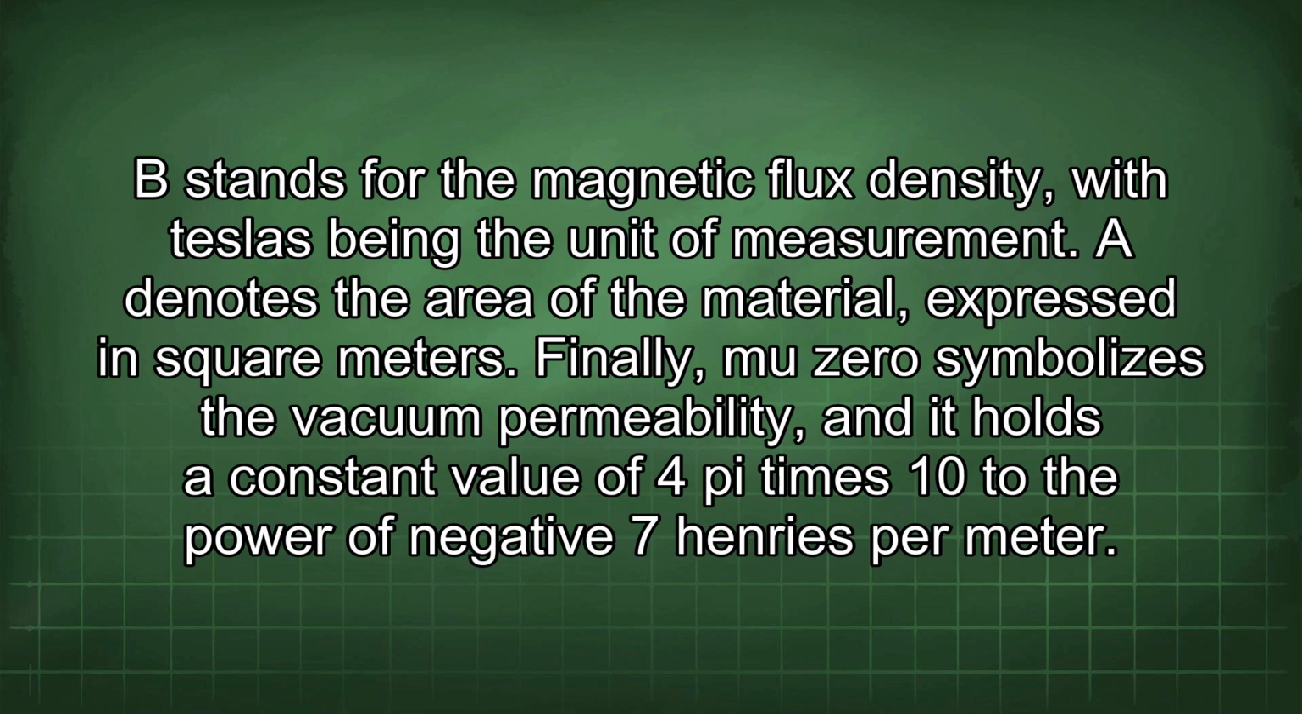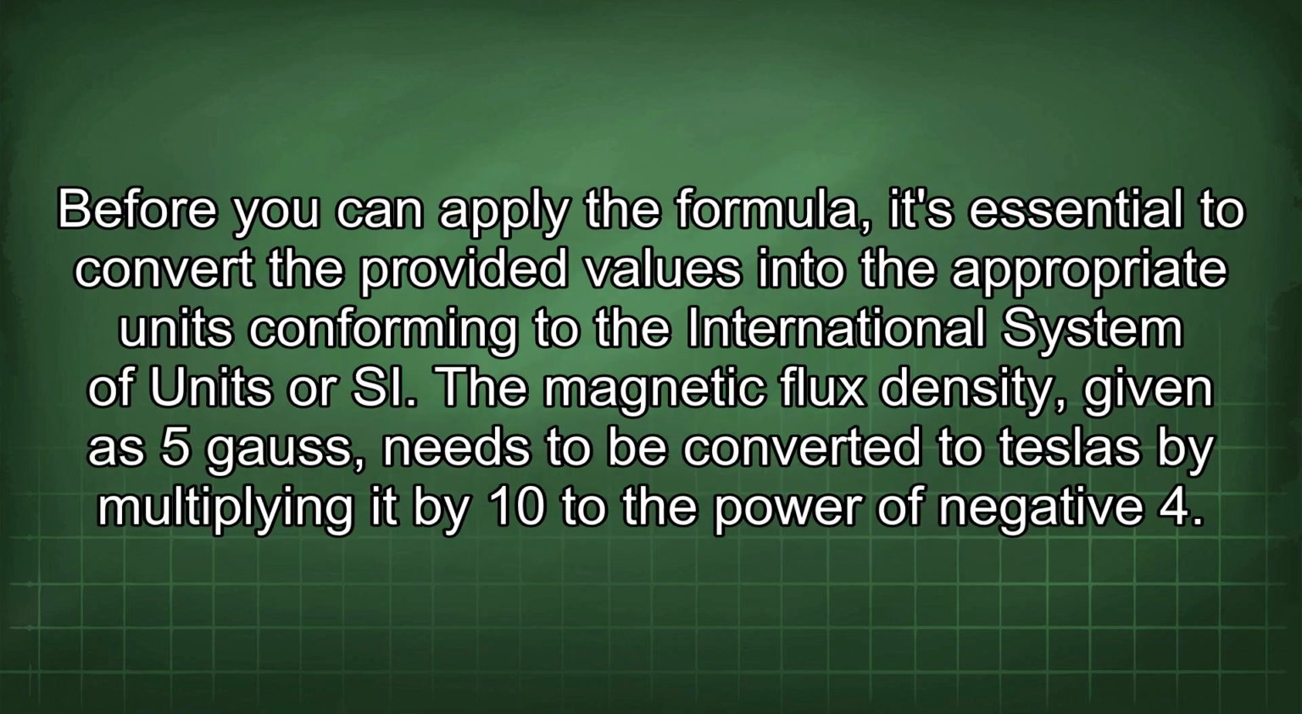Finally, mu0 symbolizes the vacuum permeability, and it holds a constant value of 4 pi times 10 to the power of negative 7 henries per meter. Before you can apply the formula, it's essential to convert the provided values into the appropriate units conforming to the International System of Units, or SI.